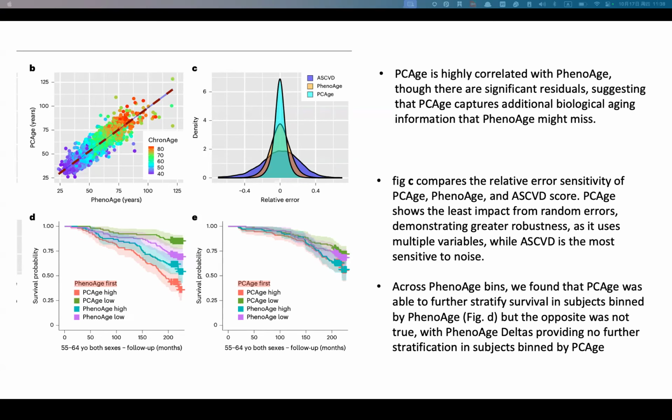Okay, this picture, phenol age is a traditional biomarker. So the first picture, figure B, shows that PC age is highly correlated with phenol age. That is what it wants to say. And picture C compares the relative error of PC age, phenol age, and the ASCVD score. This score is also a traditional score to evaluate whether a person has CVD-related disease.